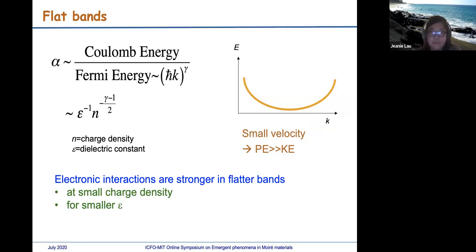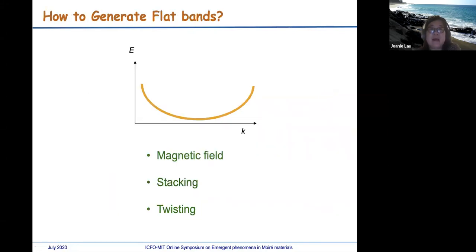So how do we achieve a flat band? There are several ways to generate flat bands. One is in a magnetic field. Given a sufficiently large magnetic field, any two-dimensional system, regardless of the actual band structure, will eventually become flat. That is when we have the Landau level formation in the quantum Hall regime. Another is stacking. We can stack different numbers of layers to achieve flat bands, and I'll tell you a little about it. And of course, this being the symposium on moire materials, I'll also tell you about twisting.